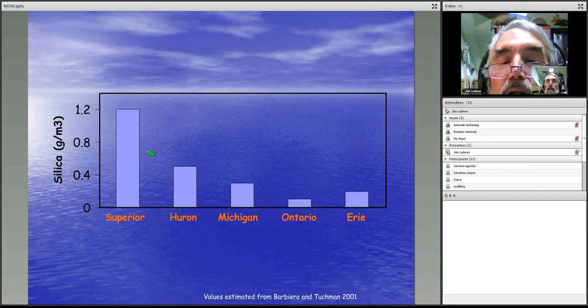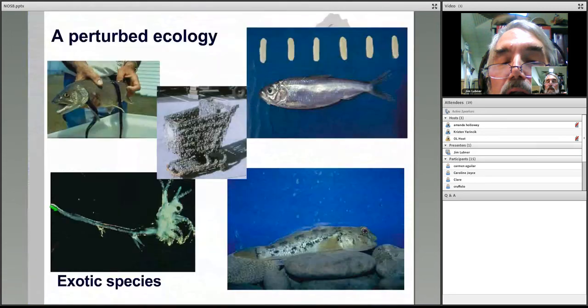And this is silica. Again, we may also see some increase in silica levels in Michigan and Huron because diatom populations are down, and so less silica would be removed from those lakes. According to a conversation I had with Carmen, silica levels are coming up.